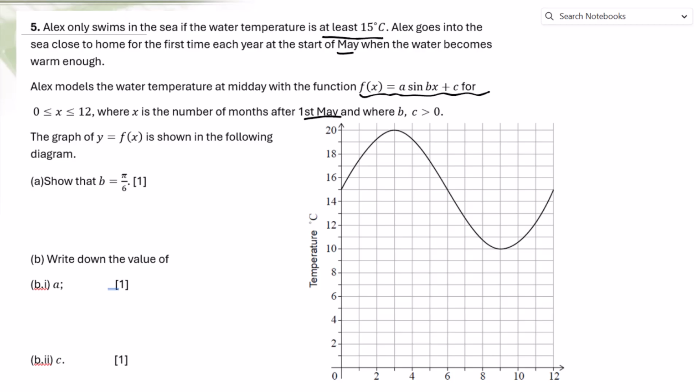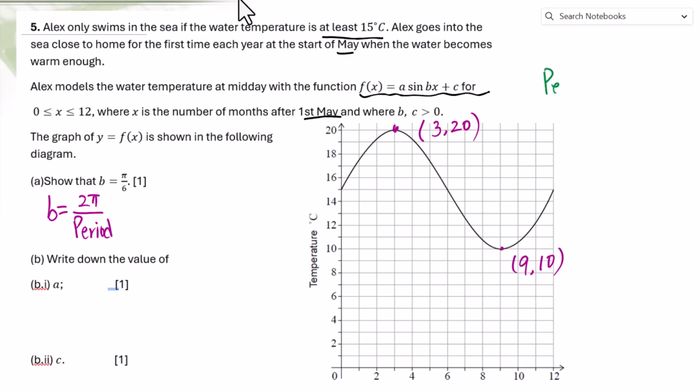Whenever we see this graph, we always figure out the maximum point and minimum point with coordinates. Maximum point (3, 20), minimum point (9, 10). We know b = 2π over period. We need to figure out the period first.